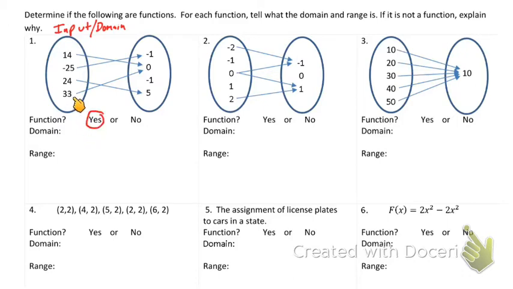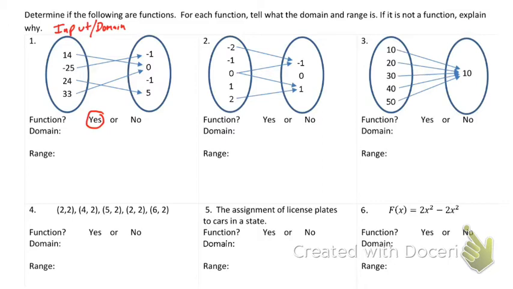Sometimes there's confusion because if you notice, 14 and 33 have the same partner, or the same price. Think of it as a store. There are items at the store that are totally different items, but they are the same price, and that's okay. The problem we get into is when you have one item with 2 different prices. That would make no sense at the store. So this is a function.